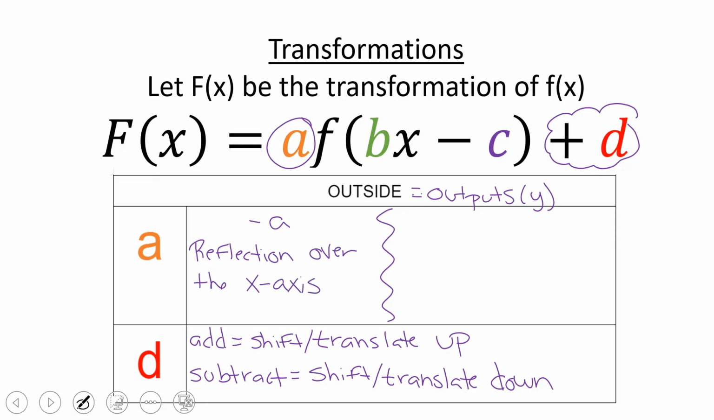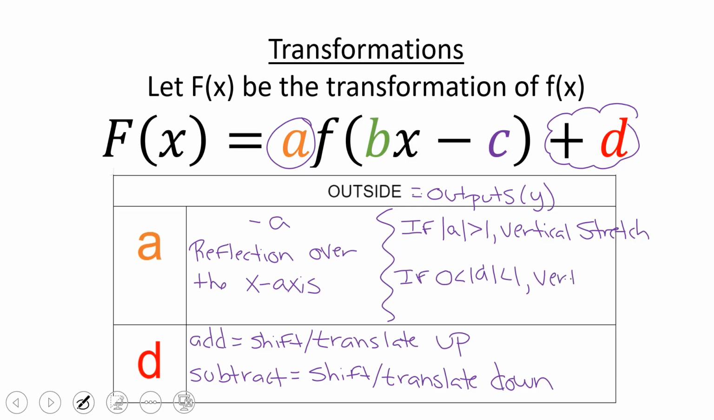The other thing that a will do is you have to ignore the negative if it's there. So if the absolute value of that a is greater than 1, that is a vertical stretch. And if that a value is between 0 and 1, remember we don't care that it's negative. Negative's the reflection. If the absolute value of a is in between 0 and 1, that is a vertical compression. Okay, so there's the outsides.